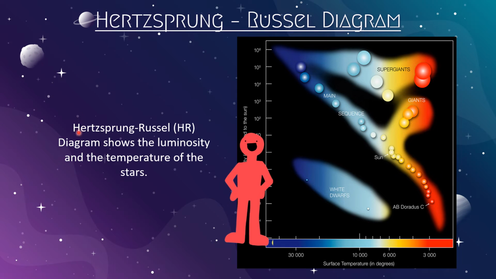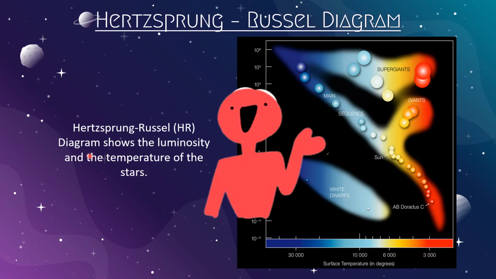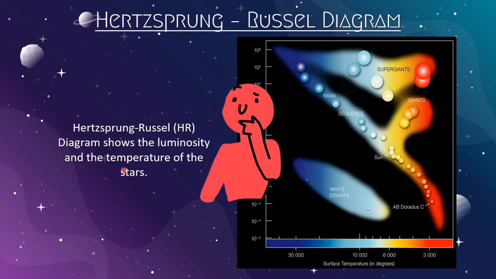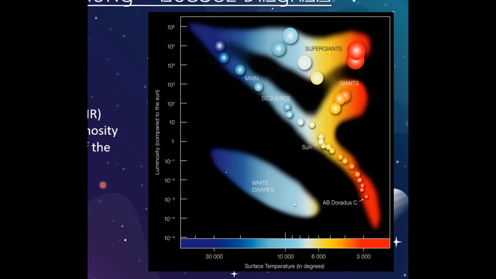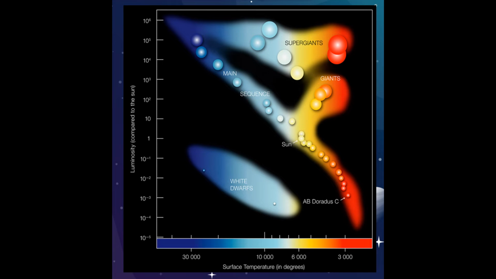Hertzsprung-Russell diagram. The Hertzsprung-Russell diagram, or HR diagram, shows the luminosity and the temperature of the stars. For instance, we have the temperature on the x-axis, which we have blue or hotter to the left and red or cooler to the right. And we have luminosity on the y-axis, in which the high luminosity is to the top and lower luminosity is on the bottom. We can see on top left, it has blue color and high temperature, which is the O-type star, whereas on the bottom right, we have red color and lower temperature, which is the M-type star.